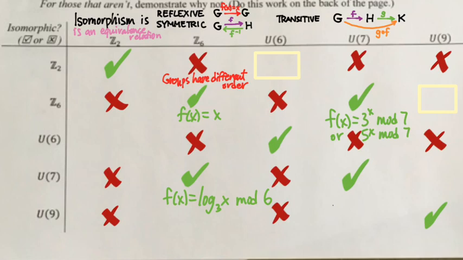Okay, so let's fill in a couple of these boxes that we were having a little bit of trouble wrapping our heads around. First of all, Z2 and U6. Why was this one an interesting question? How come we couldn't rule this one out right away? Both Z2 and U6 are groups of what order? They're groups of order 2. And so a logical question is, well, just because their orders are the same, is that a guarantee that they are isomorphic groups? Not a guarantee. Not yet.